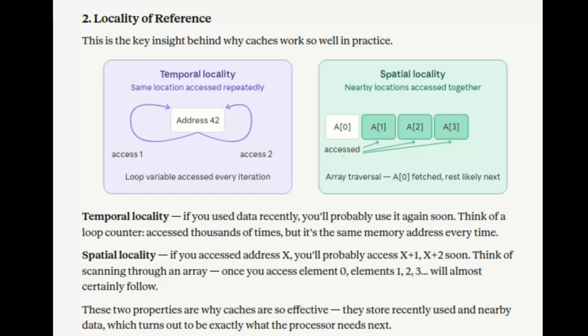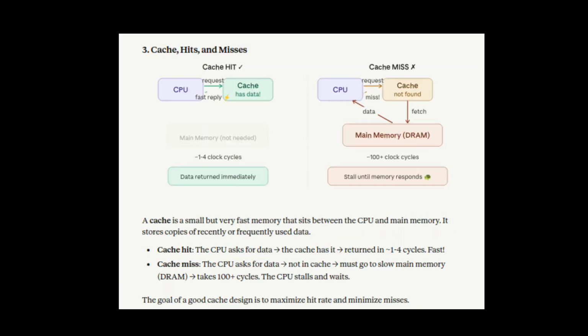Locality of reference has two types: temporal locality and spatial locality. Temporal locality means when you access one location, there is a chance you will access it again, like in a loop. Spatial locality means if I am accessing address x, there is a good chance that addresses x plus 1 and x plus 2 will also be accessed soon, as in the example of an array.